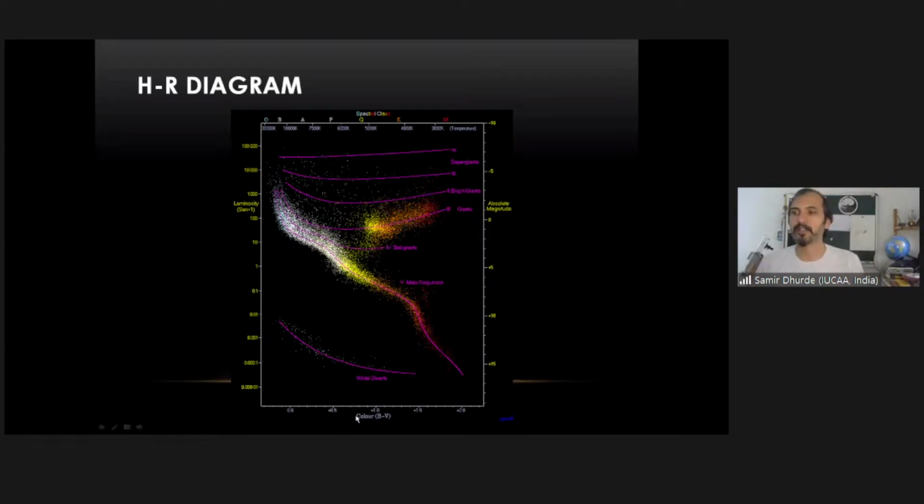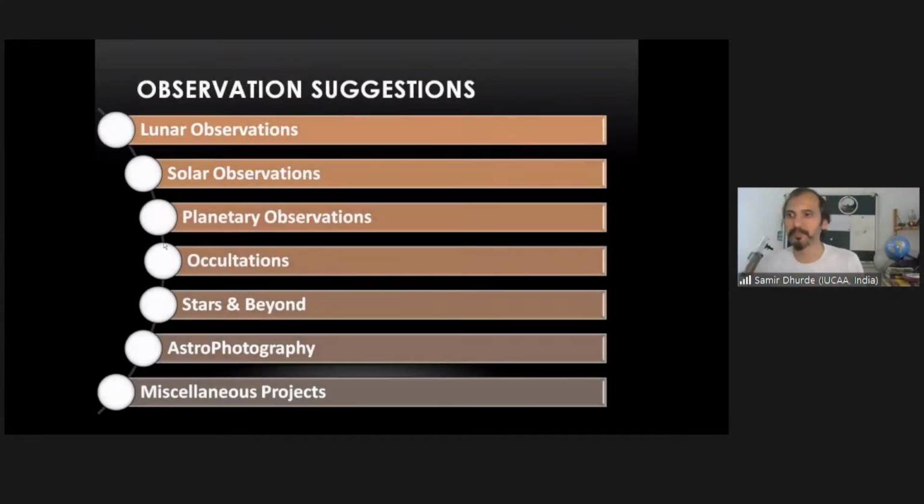Okay, and then you know that there are groupings of these kinds of stars, like white dwarfs are here, giants are at this side, and the main sequence stars, like the sun, are here. So you can make your own HR diagram with a smaller set of stars. This might be many stars there.